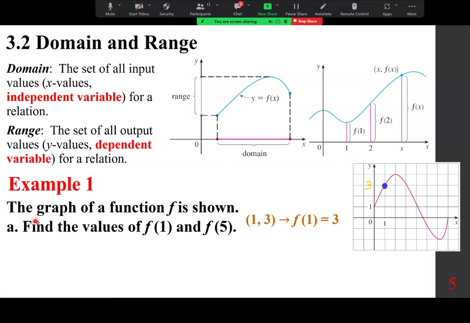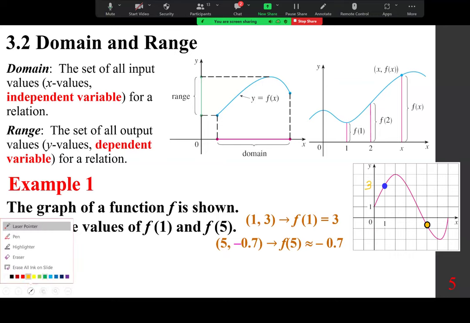We are reading the graph, so we want f of 5. Locate 5: 1, 2, 3, 4, 5 on the x-axis, representing this point. And this point has a y-coordinate, which is roughly negative 0.7, whatever you read here. So f of 5 is negative 0.7.